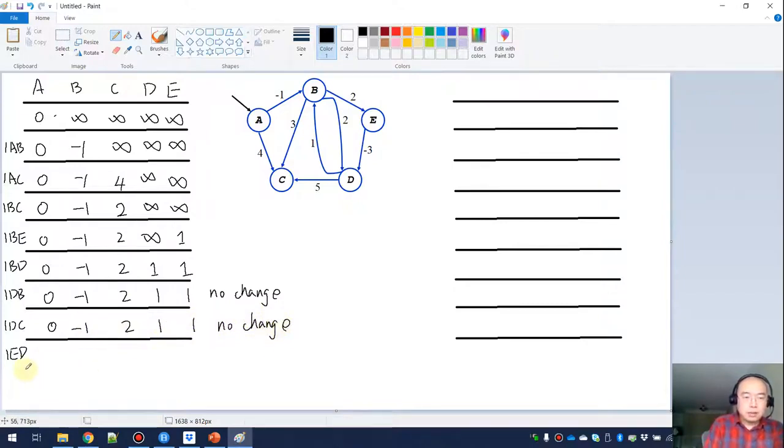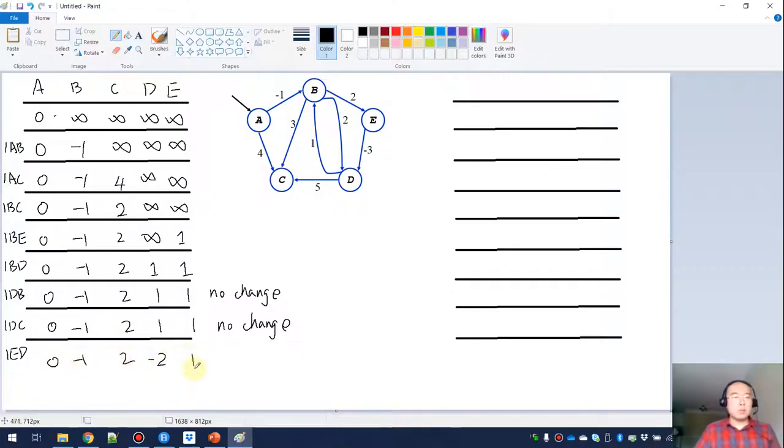And then the last one, 1DE. So DE, ED. Okay, so we can have the E as a 1. And if we go from the E to the D, and then we can bring down the D to a -2. So this -2 is smaller than the current known shortest path to D, which is a 1. So we do want to update that. So -1, 2, and 1.